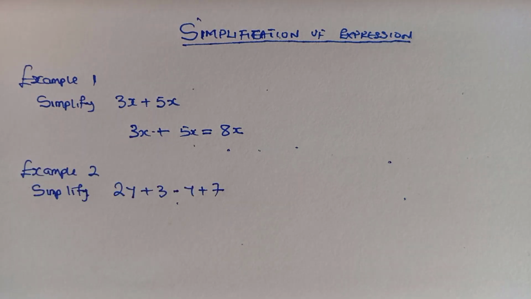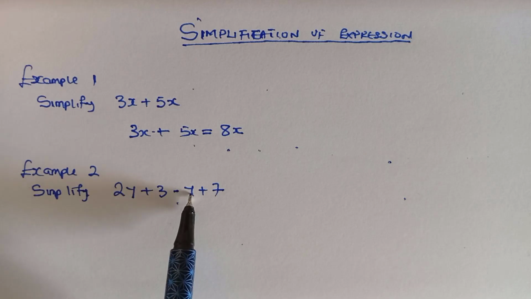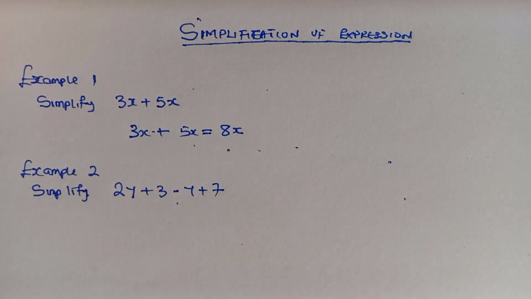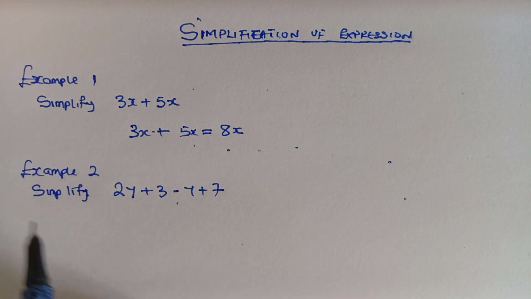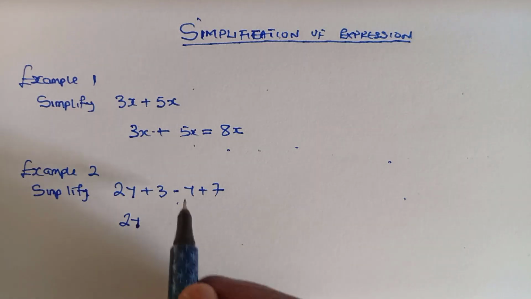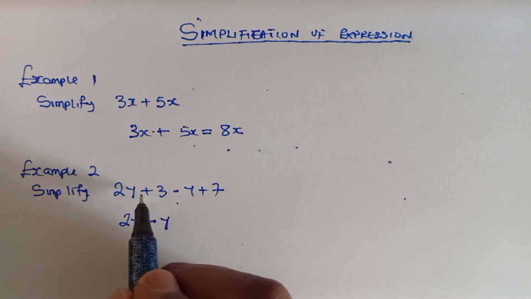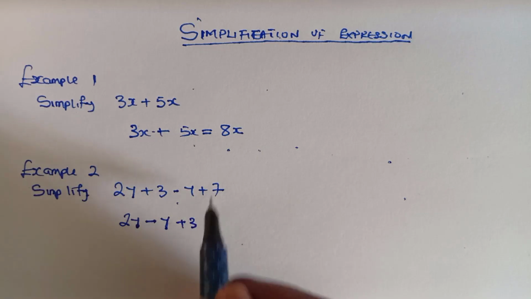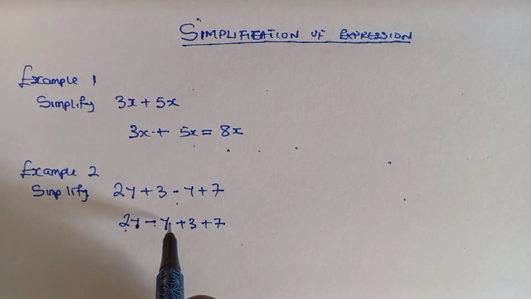While example 1 was quite straightforward, let's see how this example 2 looks. It says simplify 2y plus 3 minus y plus 7. So the best way to handle cases like this is picking the variables to one part. So we have 2y, it has a variable y there, right? Then minus y, correct? And then we have plus 3 and we have what? Plus 7.